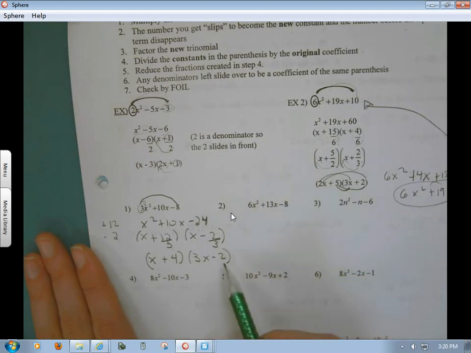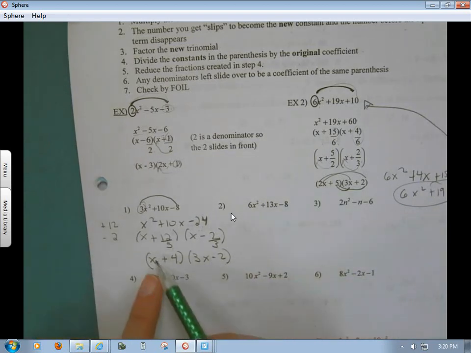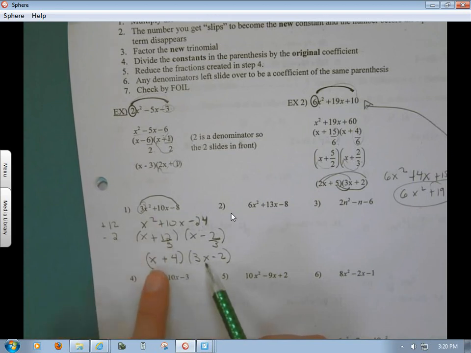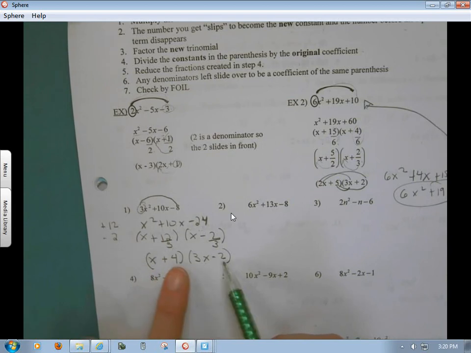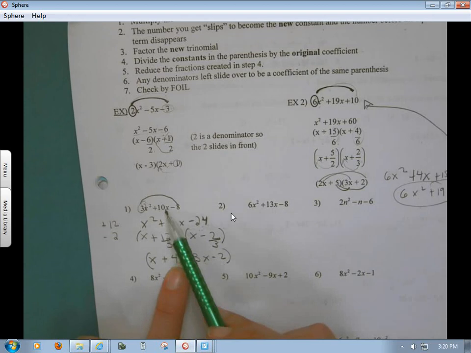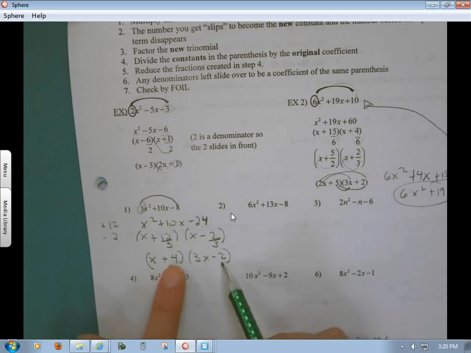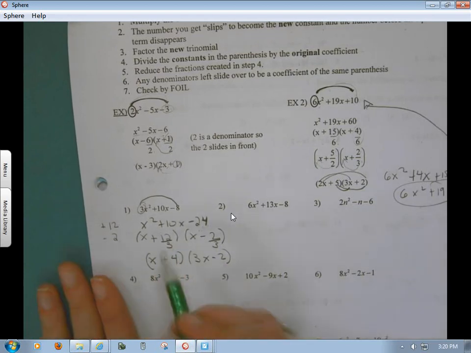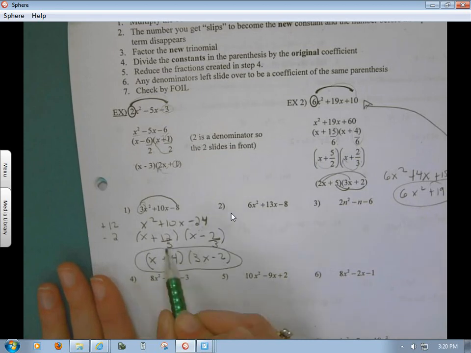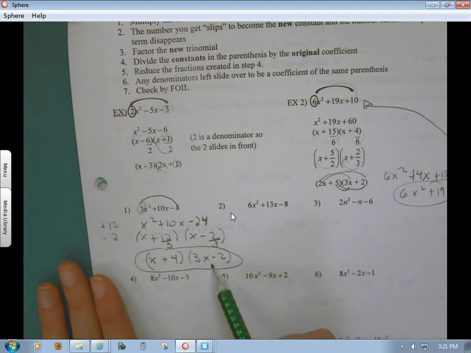So if I FOILed it, x times 3x is 3x squared. X times negative 2 is negative 2x. 4 times 3x is 12x, and the 12x combined with the negative 2x is 10x, and 4 times negative 2 is negative 8. So this is my answer. Okay, I checked it through FOIL in my head. If you can't FOIL in your head, then just write it out on your paper.